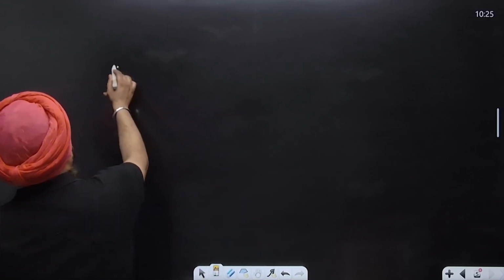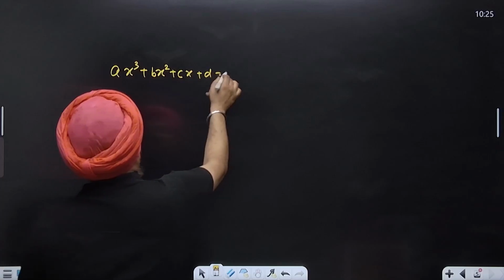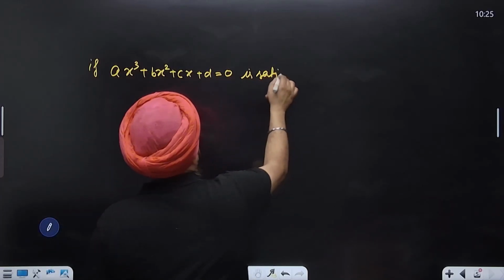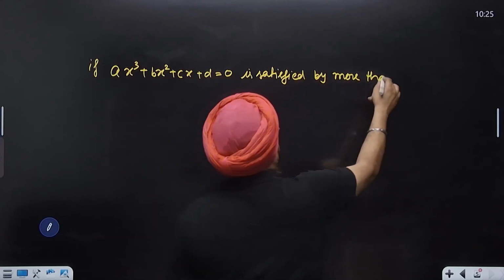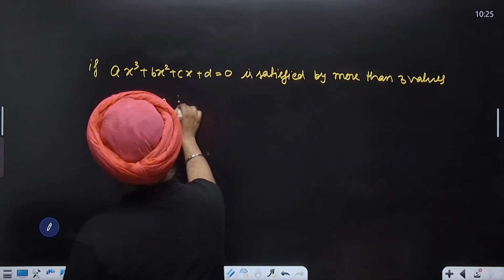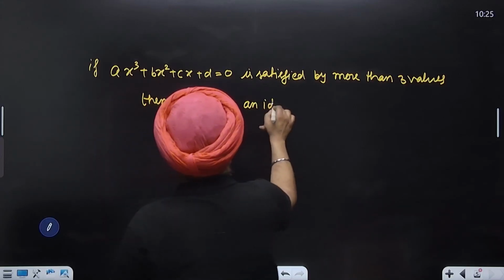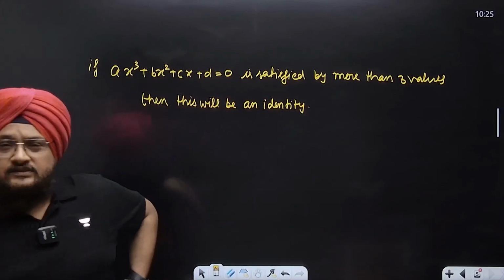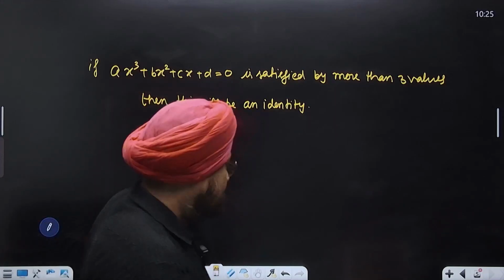Cubic also we can say that if the equation ax cube plus bx square plus cx plus d equal to 0 is satisfied by more than three values, then this will be an identity. Okay. So I hope the concept of identity is clear to you all.